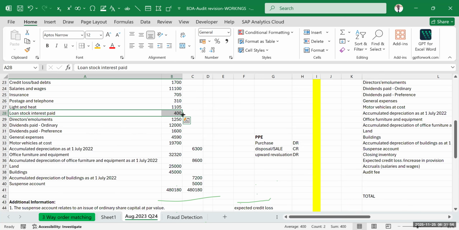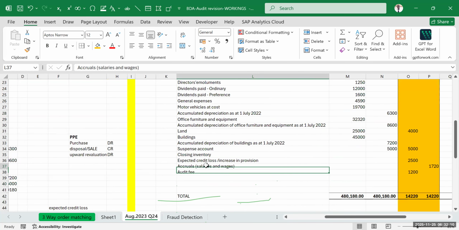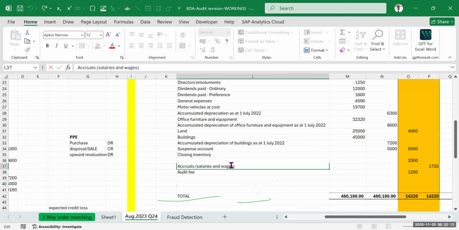We were told that 400 is for half year. It is not for the full year. So what happens, members? Somebody is saying, why not separate the two? HP, I just want to believe that you are talking about my accruals. You can separate. You can say audit fee accrued, so that you leave these ones as salaries and wages accrued. But even if you put all of them under accruals, it should still be okay.